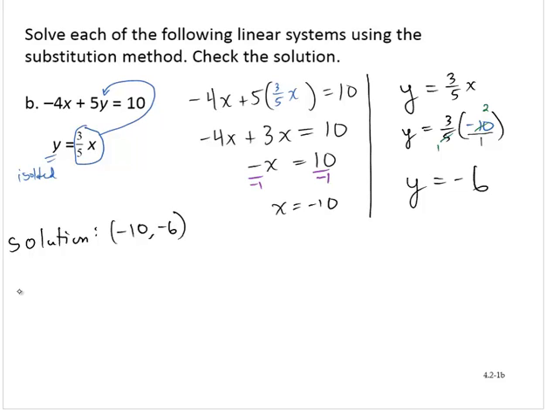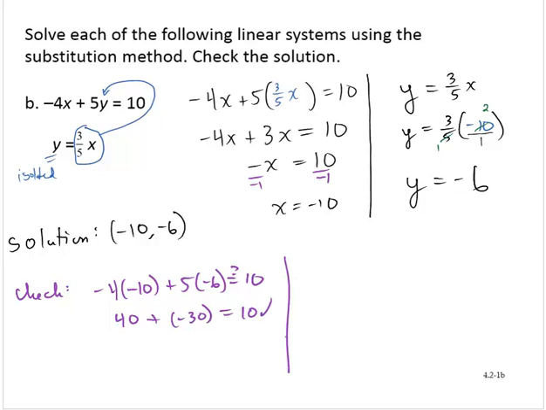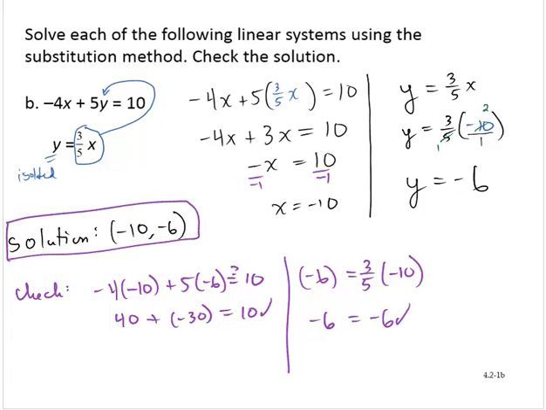Let's check our work. Is -4 times -10 plus 5 times -6 equal to 10? Let's see, that would give me 40 plus -30, which is equal to 10. That checks out. And let's see, is -6 equal to 3/5 of -10? We actually just went through that arithmetic, and so that does check out. So the solution is -10, -6.